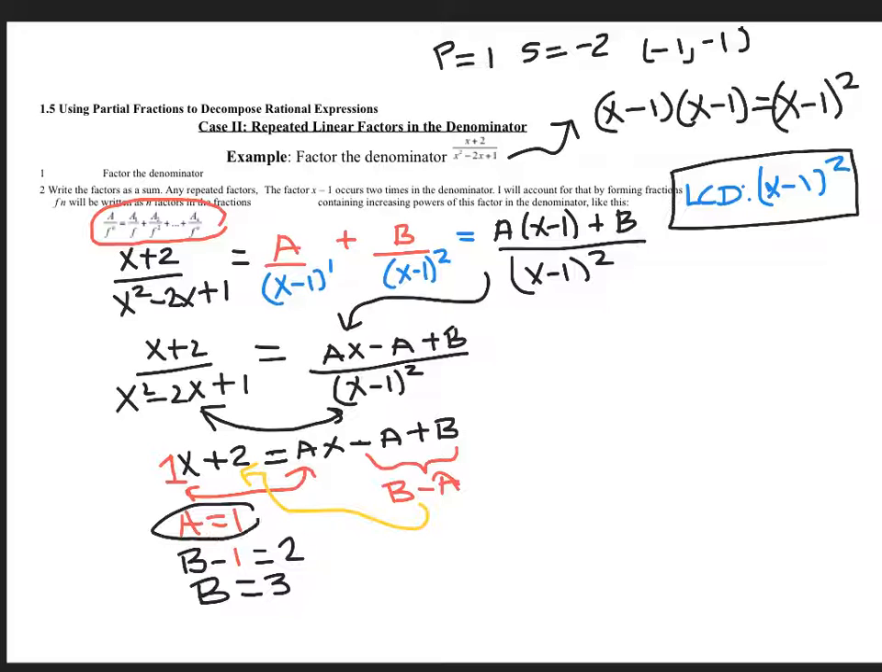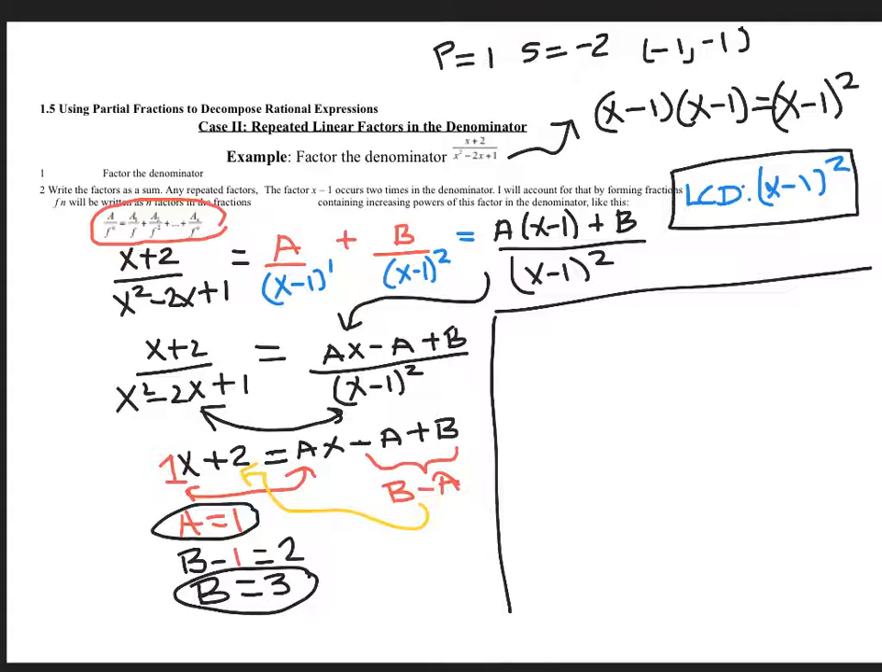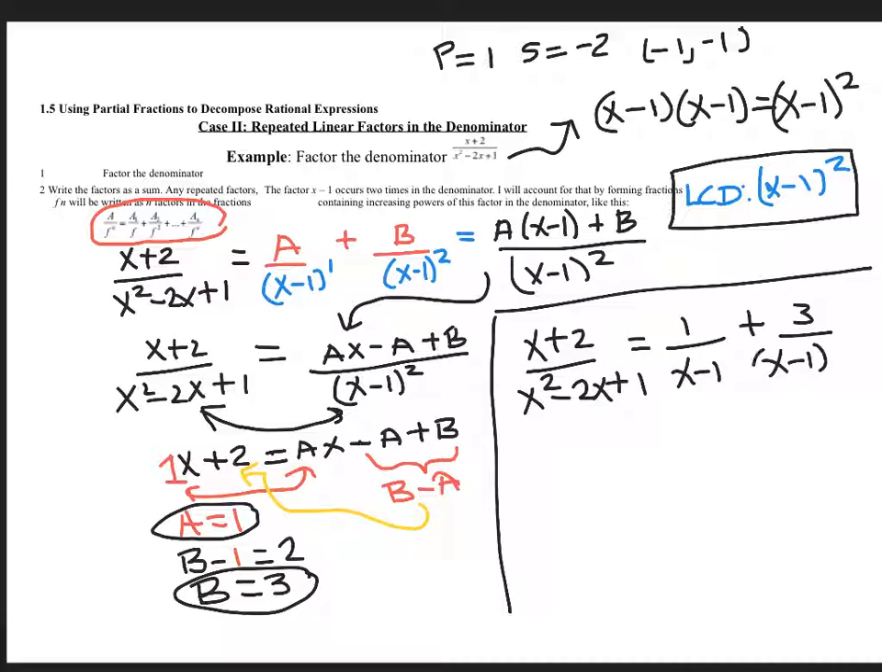So when I have gotten the value of a and the value of b, I can come here and write my final answer. So I'll just write x plus 2 over x squared minus 2x plus 1 equal to a is 1 over x minus 1 plus b is equal to 3 over x minus 1 squared. So that is the final answer right there.